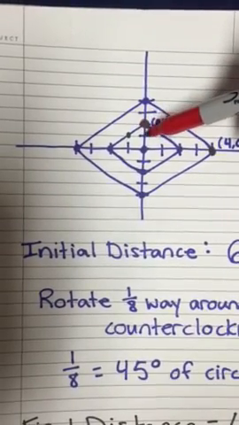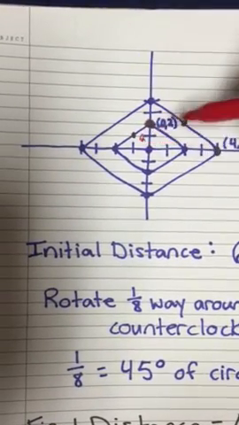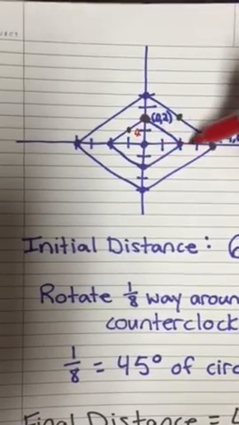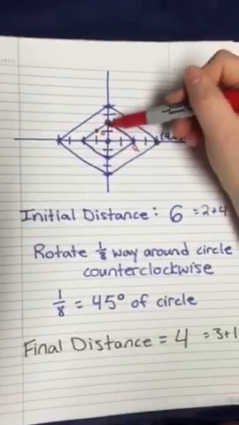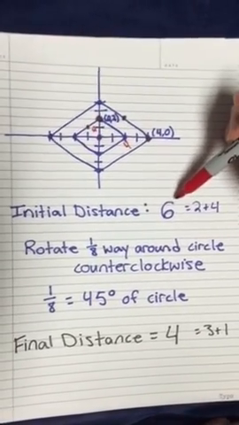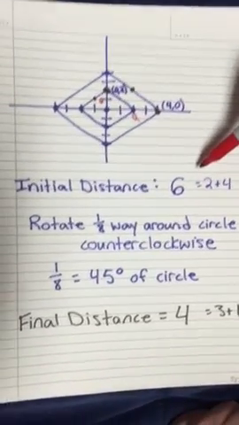So we're going to say 1, 2, so this distance is 2, and 1, 2, 3, 4. And remember, to find the distance in Etch-a-Sketch geometry, you just add. So 2 plus 4 is 6. So our initial distance is 6.